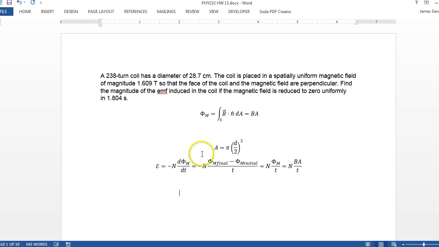And it asks for the magnitude, so we're not really concerned about the details of the minus sign, and actually we don't have enough information to assign a sign to this, because you'd have to know directions and things like that, which we don't know. So this is how you get there on this problem, a little magnetic flux problem.